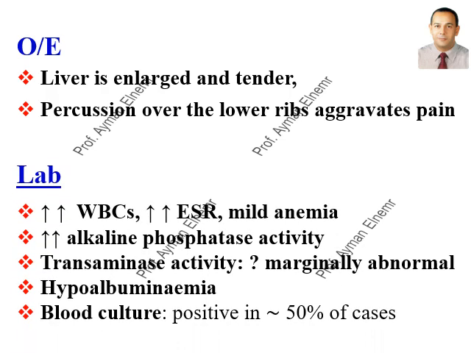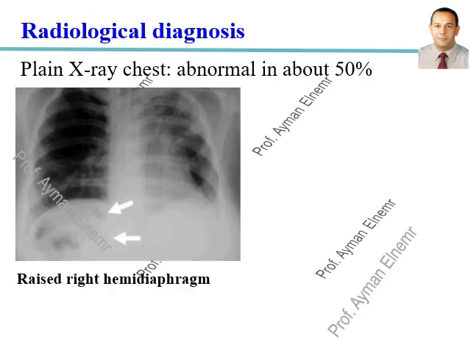Laboratory investigations show leukocytosis, increased erythrocyte sedimentation rate, mild anemia, and elevated alkaline phosphatase activity. The transaminases show marginal abnormalities, and hypoalbuminemia. Plain X-ray chest shows abnormalities in about 50% of patients.